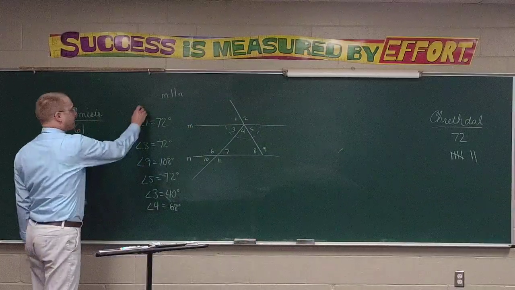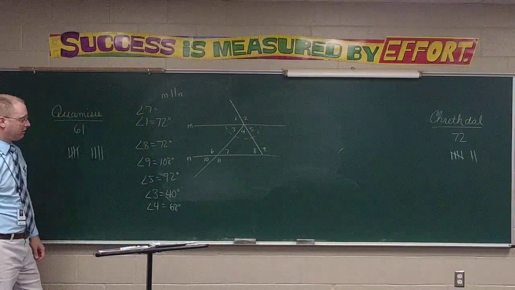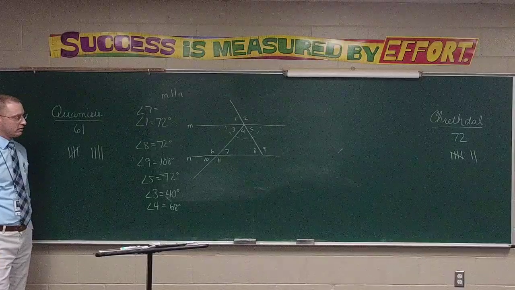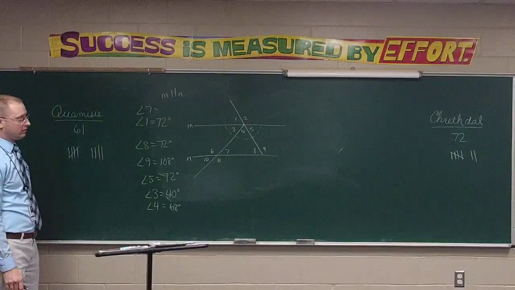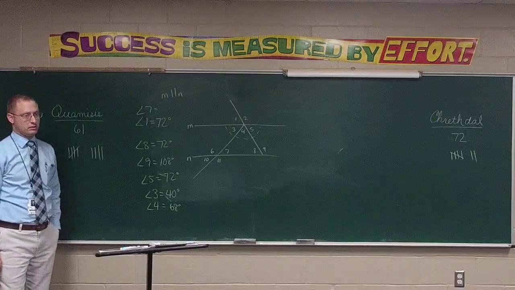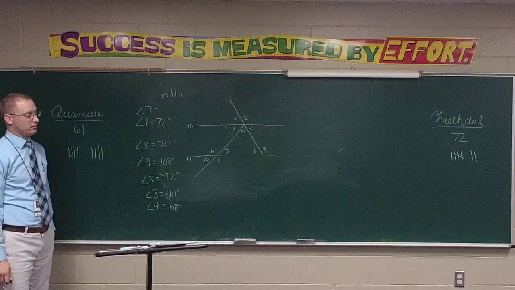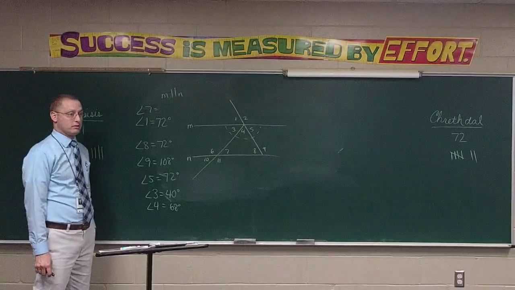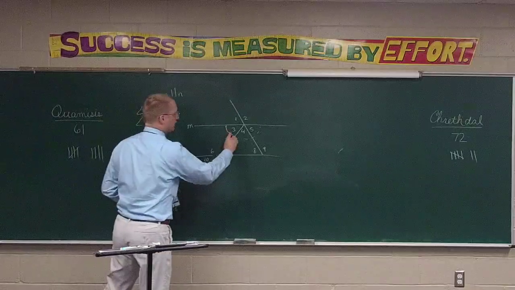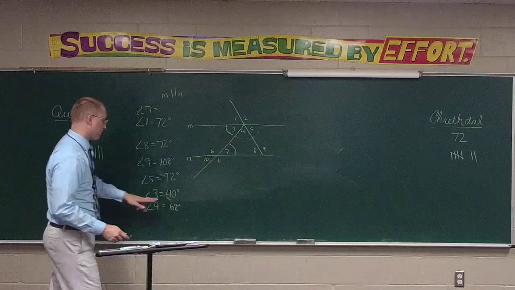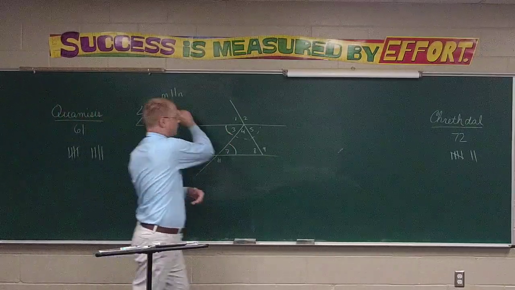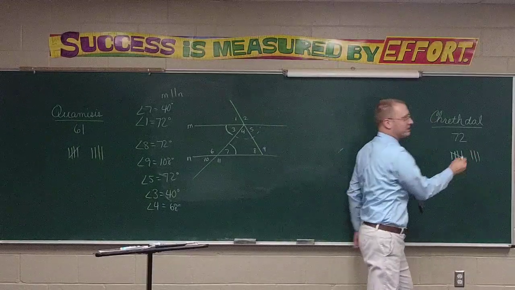Find the measure of angle 7. 40 degrees. 3 and 7 are alternate interior. If 3 is 40, 7 must be 40 also.